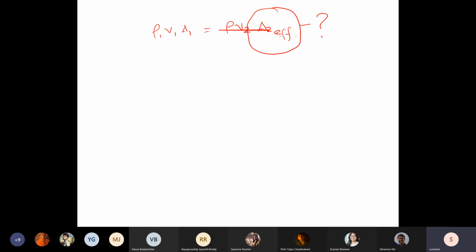So what is going to be A2 effective? If we could arrive at an expression for A2 effective, and let's say, in the figure, B is the depth of the duct. So what is A2 effective? Can anyone tell me what is A2 effective?